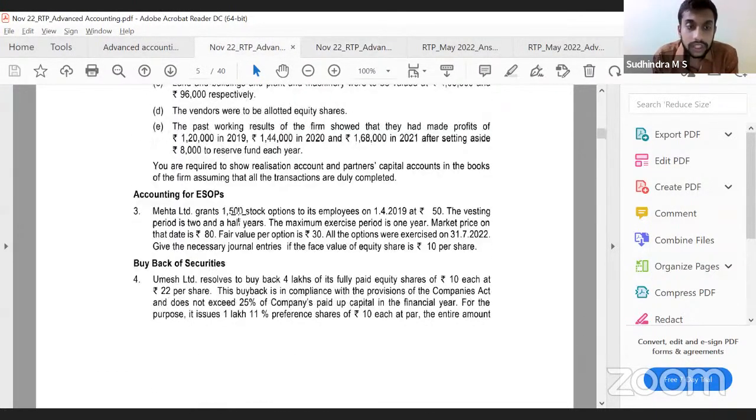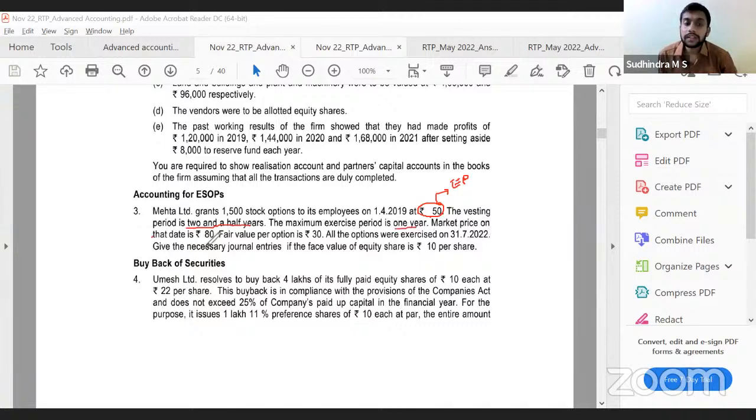Next, question number 3. ESOP. Mehta Limited grants 1,500 stock options to its employees on 1/4/2019 at 50 rupees. So what is this 50 rupees? Exercise. Yes, exercise price. Very good. The vesting period is 2.5 years. Maximum exercise period is 1 year.